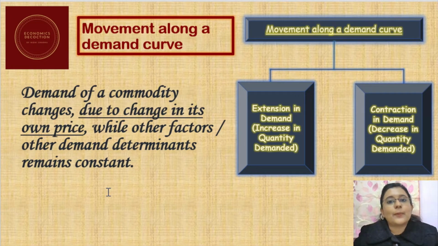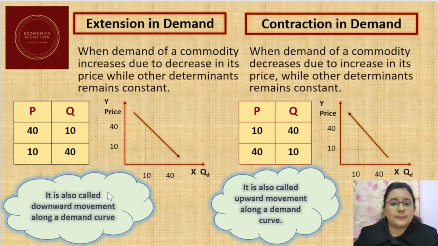Now let's understand what is the movement along the demand curve. Demand for a commodity changes basically due to change in its own price, while all other factors or determinants of demand are constant. Then there occurs a movement along the demand curve. Now, movement of a demand curve can be categorized as extension in demand and contraction in demand. Extension in demand is also known as increase in quantity demanded, while contraction in demand is also known as decrease in quantity demanded. Let's understand the extension in demand and contraction in demand.